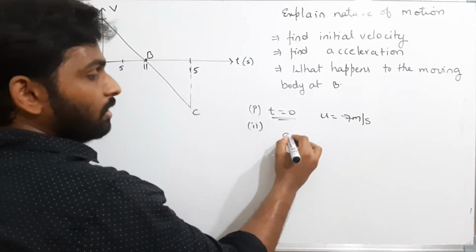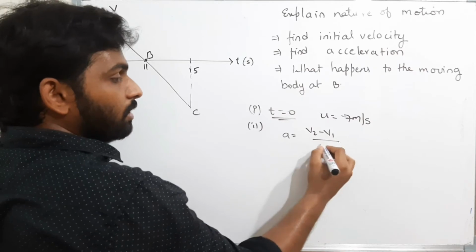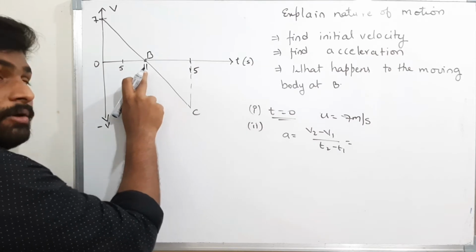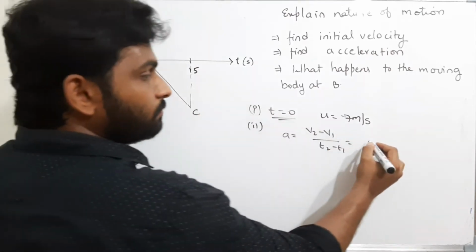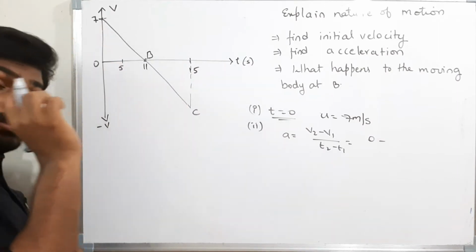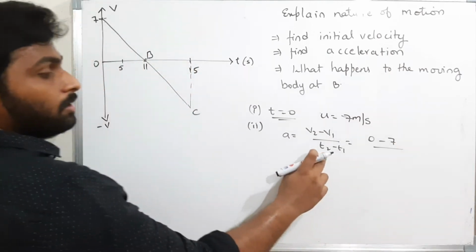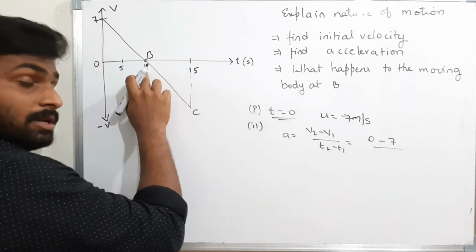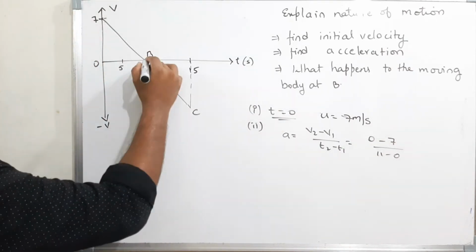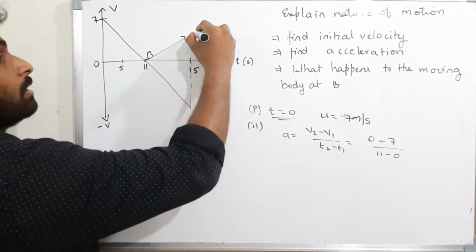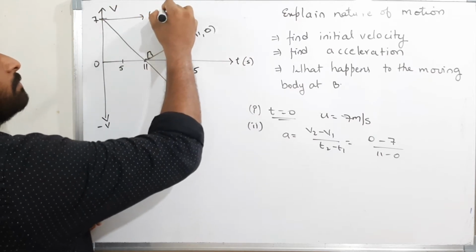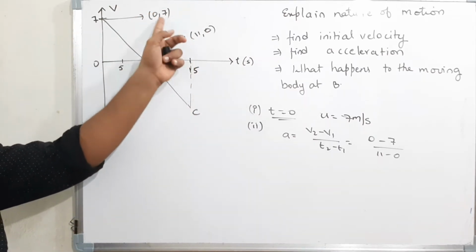What is acceleration? Acceleration is equal to (v2 minus v1) by (t2 minus t1). Now what is v2? At time t equal to 11 seconds, what is the velocity? The velocity is 0, minus, at time t equal to 0, what is the velocity? The velocity is 7, by t2 minus t1. That means time t2 I took as 11, minus 0. I am using 2 points. Here the points are (11, 0) and here the points are (0, 7). These two are the coordinates.